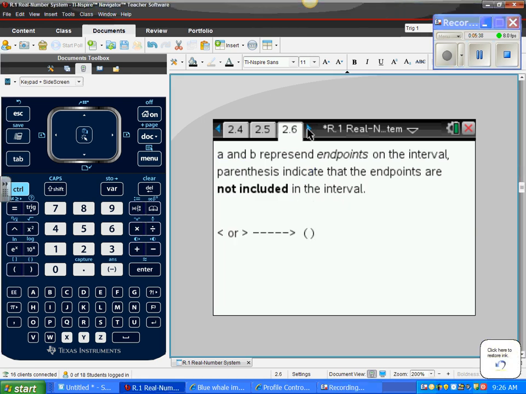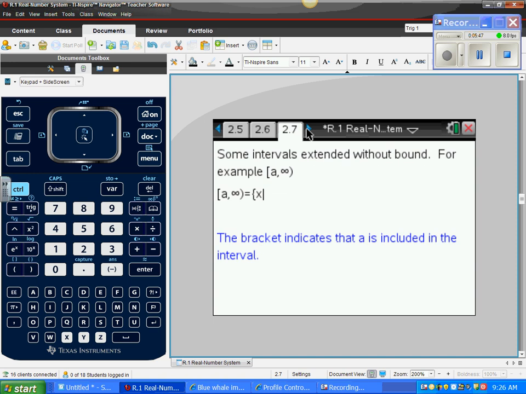Okay, so we're going to continue on. a and b represent endpoints on the interval. Parentheses indicate that the endpoints are not included in the interval. So we've already talked about this. We're ready to move forward. Some intervals extend without bound. For example, a to infinity. The bracket indicates that a is included, that square bracket, right? We're going to include the value of a. As we know, infinity isn't like a nice number that we see all the time. We can't put our finger on infinity, so that's going to use the parenthesis. We're not going to include it.